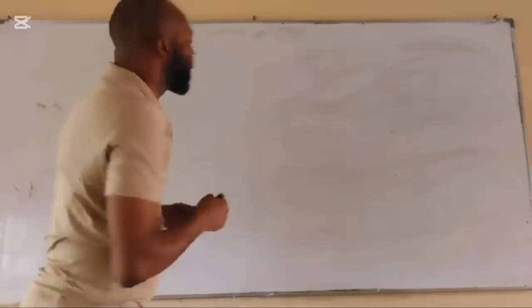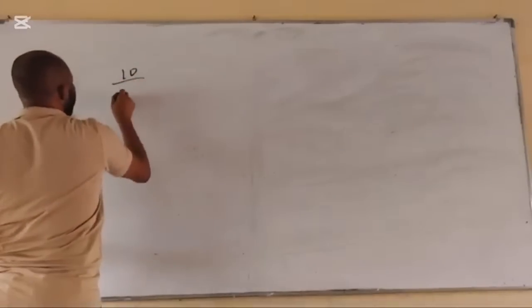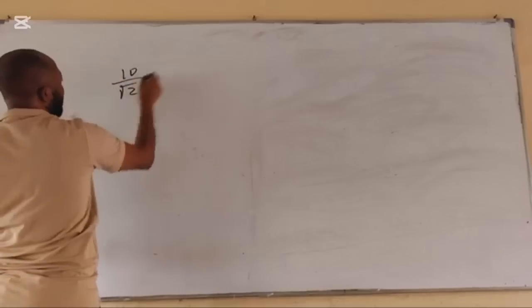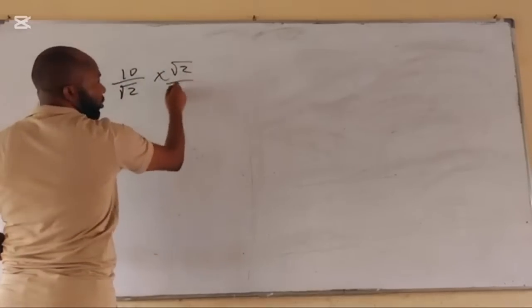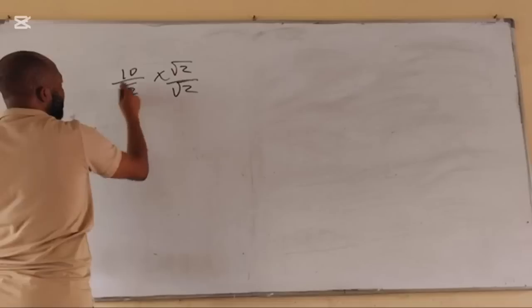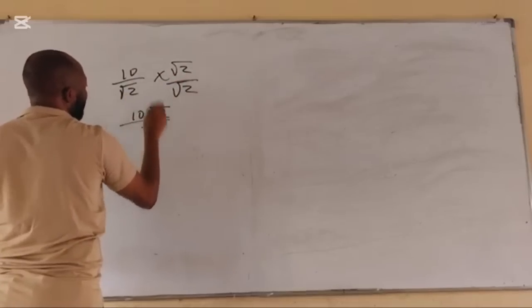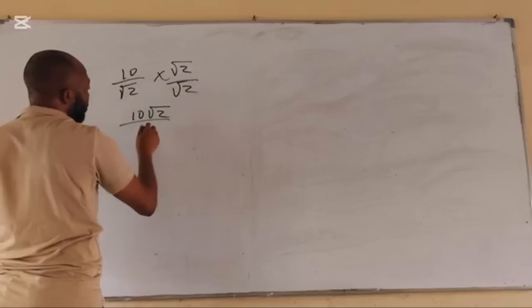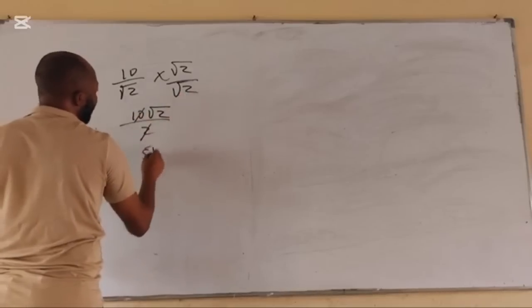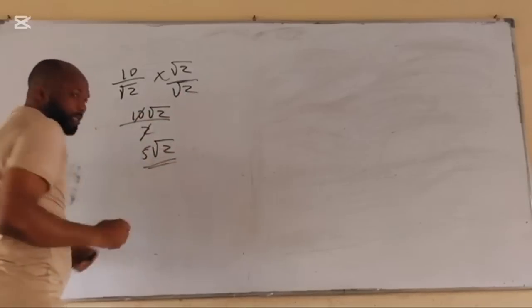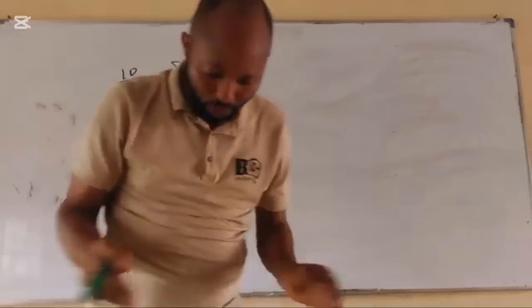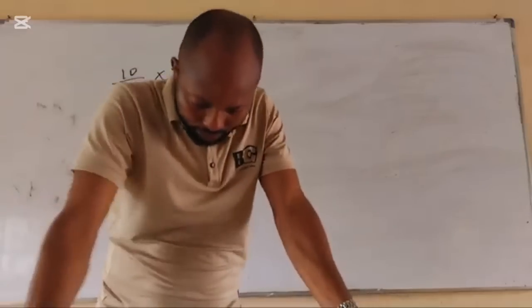Let's just take a simpler one: 10 over root 2. This will be rationalized by root 2 over root 2. So this becomes 10 times root 2, which is 10 root 2, over 2, since root 2 times root 2 is 2. 2 goes into 10 five times. So this becomes 5 root 2. That's our answer. Let's just take more and more.